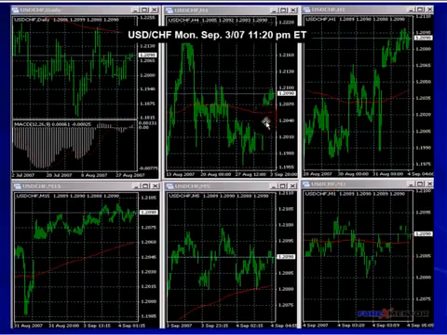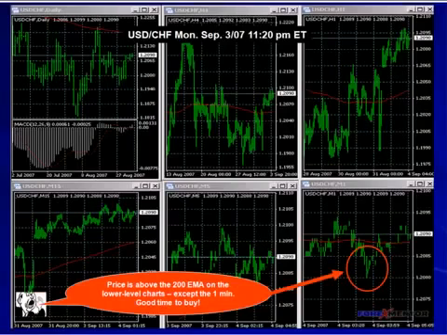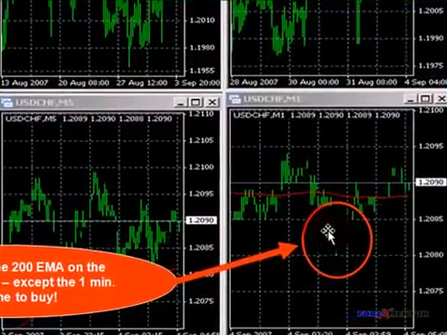I should point out that these lines here, the red lines, are the 200 EMA. And I want you to observe price action in relation to that red line in all of these charts and then make a trading determination. Okay, time's up. You'll notice that price was above the 200 EMA on the 4-hour chart, above it on the 1-hour chart, above it on the 15-minute chart. And hard to see, there it is right there, the red line, price above the 200 EMA on the 5-minute chart, but look at where it is on the 1-minute chart.